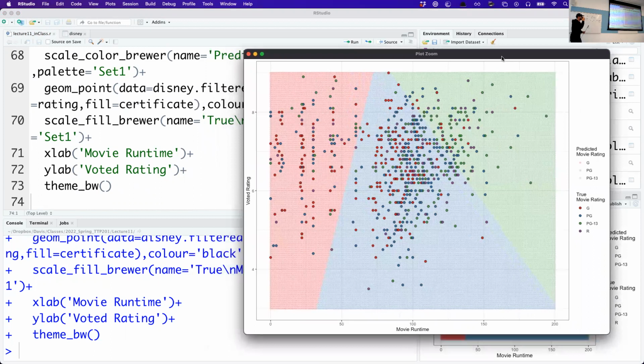This is what our plot looks like. Each of the points that you can see with the black outline are our original points, and the triangle shapes you see here with these clear boundaries are the predictions made by my multinomial logistic model.